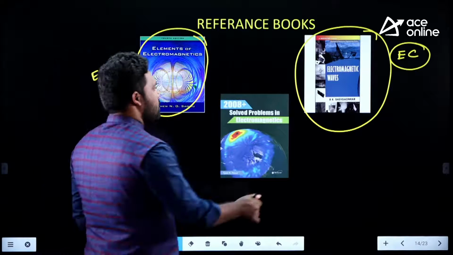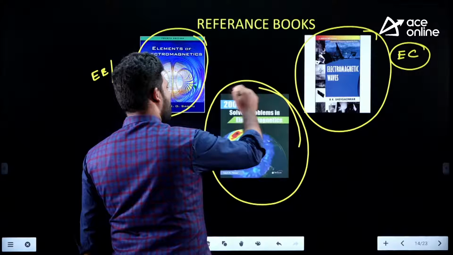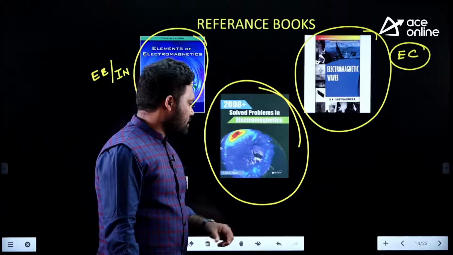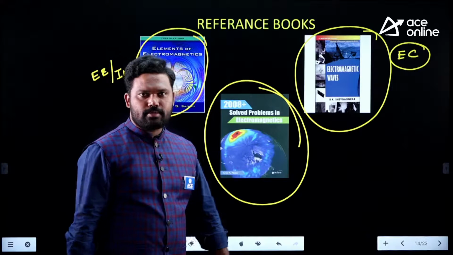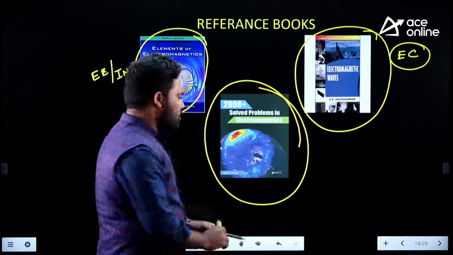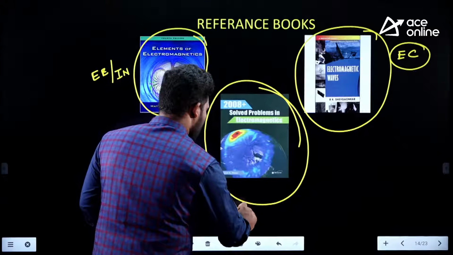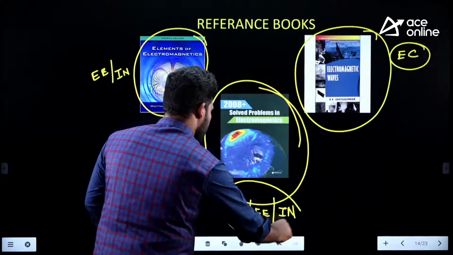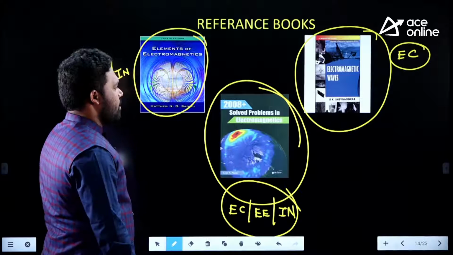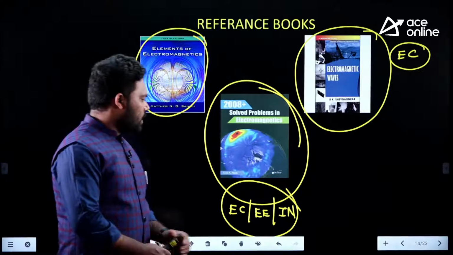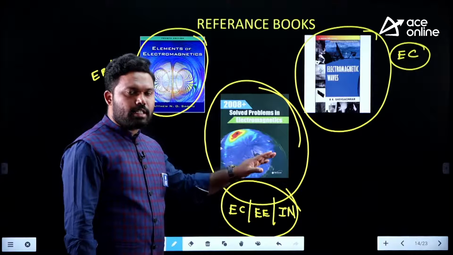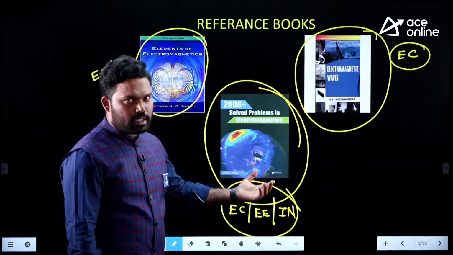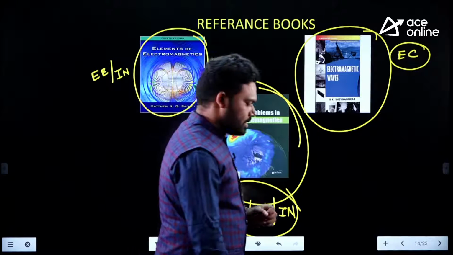And then there is one more book, with a very good collection of solved problems: 2008 Solved Problems in Electromagnetics by Syed A. Nasar. This book is for ECE as well as for electrical and instrumentation engineering students. Electrical and instrumentation engineering students can solve the questions up to Maxwell's equations. The EC students have good questions on transmission lines, waveguides, as well as antennas.